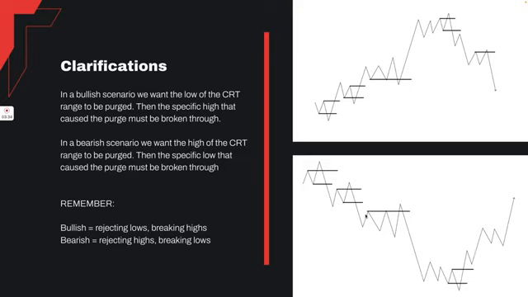Where do we reverse? As soon as we reject a low and break the high that rejected the low, price will reverse. Remember, in a bullish scenario, we will be rejecting lows and breaking highs. In a bearish scenario, we will be rejecting highs and breaking lows. Bearish, bullish. Bearish, bullish.